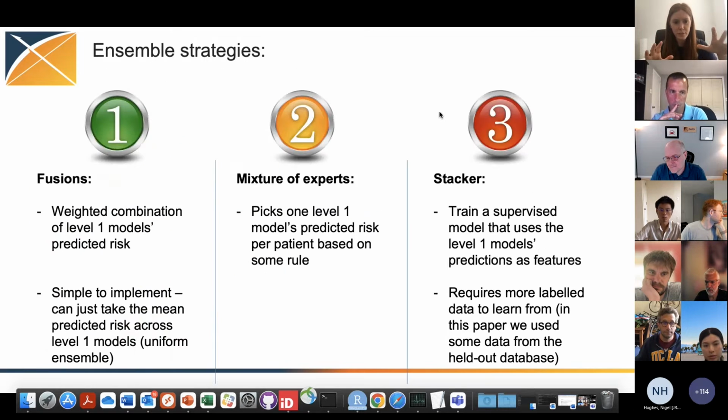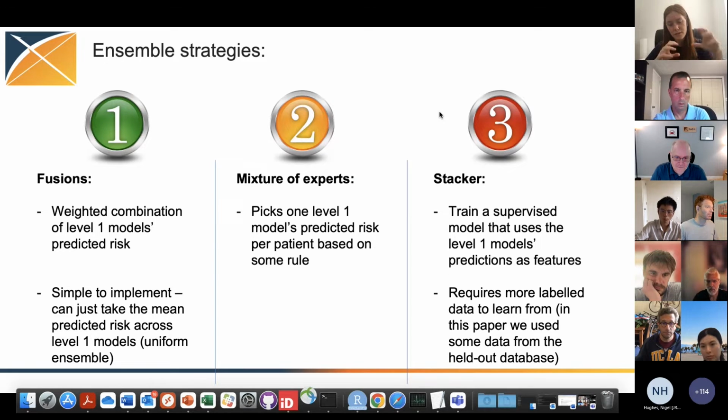So just a quick summary. Fusion models effectively do some weighted combination. So if one model is saying you've got a 20% risk, another is saying 30, another 25, and another 35, it would basically take the mean of those if you do a uniform fusion. But you can also assign a higher weight to some of the models if you know one model is better than the other. So that's what the fusion is doing.